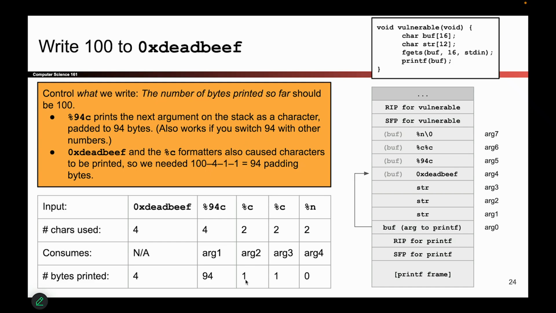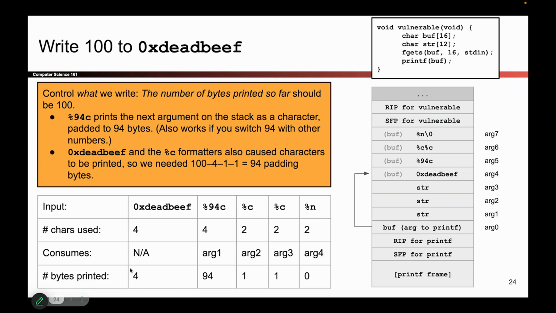I am now at 99 bytes printed. And there's another %c. So I go on the stack, take the next unused argument, which happens to be this one, print it out like a character, which takes up 1 byte. And now I am at the magic number of 100. And it just so happens the next input is %n. So when %n thinks how many bytes have been printed so far, well, the answer is 100. And so at this point, when I see the %n, I will write the number 100 into memory.